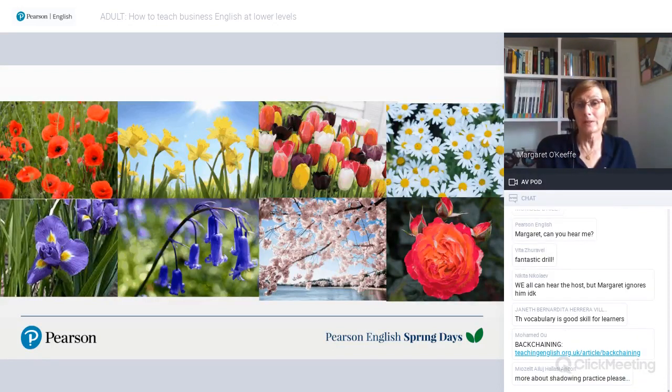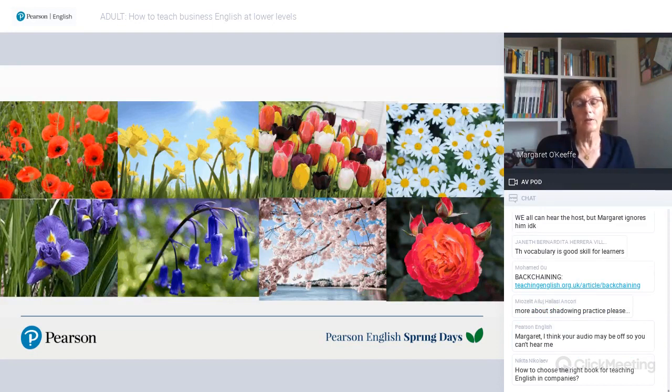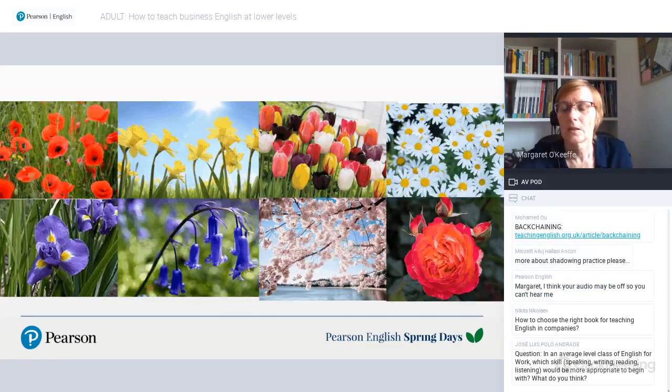And also what you're doing in the shadow technique is maybe they're mumbling to themselves after they're repeating a bit of the text. Okay, what else?